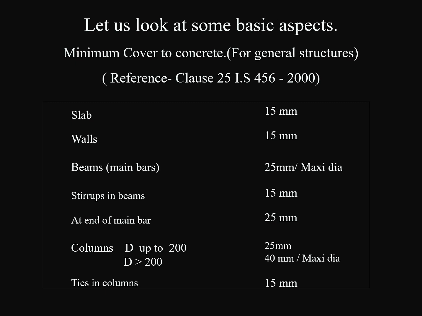For columns, if the column depth is up to 200 mm, that is 25 mm. If the depth is more than 200 mm, 40 mm or maximum diameter of the longitudinal bar provided in the columns. Ties in columns, 15 mm.